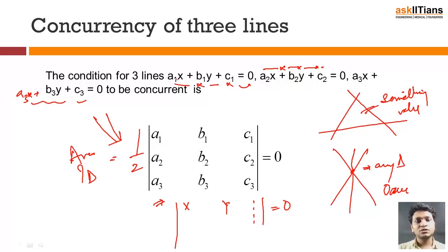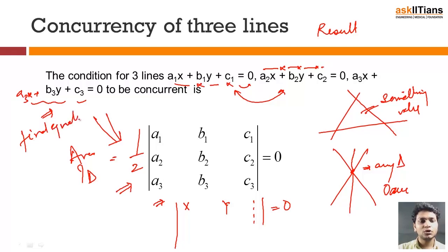If the coefficients of x, y and the constant part follow this trend, the three lines are going to be concurrent. And if you are not happy with this, first of all try to find the point of intersection of any two lines, and put the result into the third one to verify. So there are two methods. The first one is finding the intersection point and then putting it into the third equation, and the second one is finding the determinant. Whichever you like, you can prove the concurrency of the lines using that method.